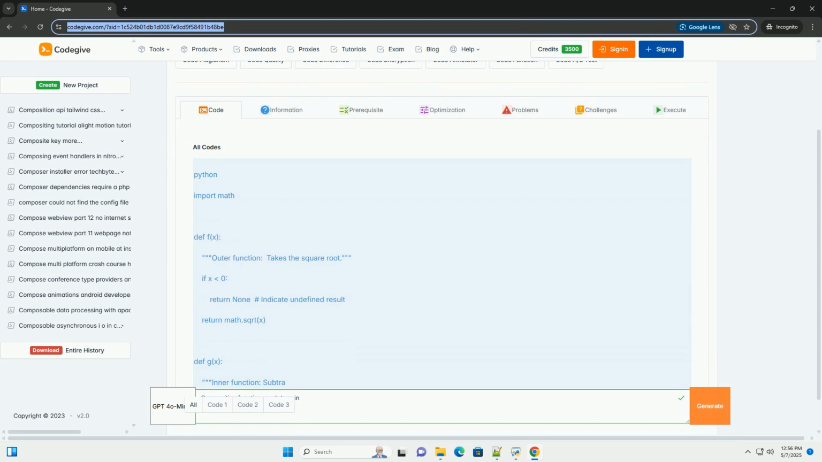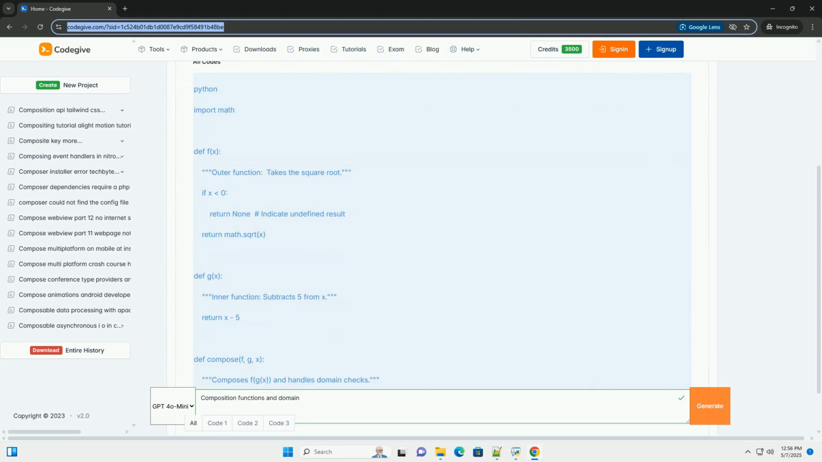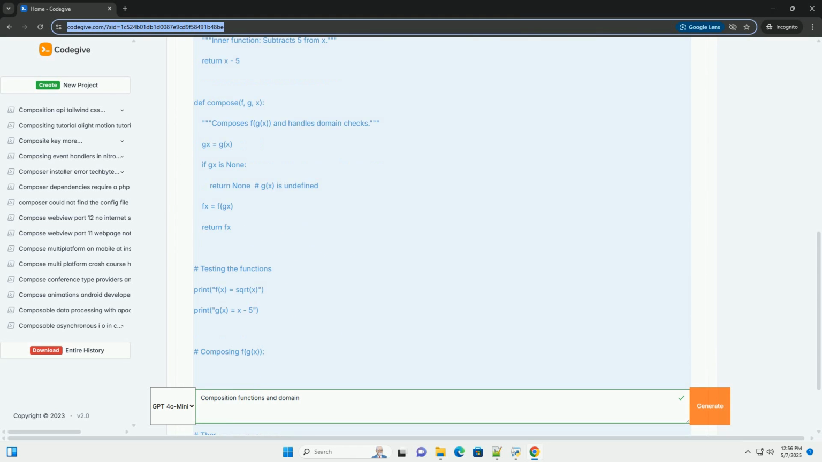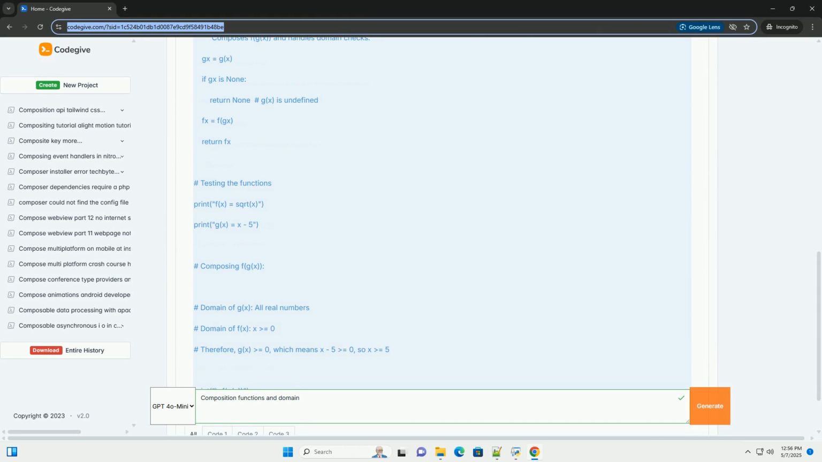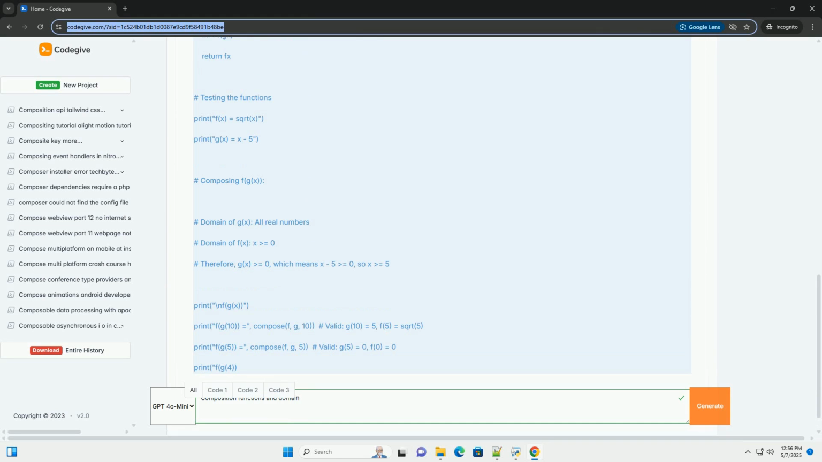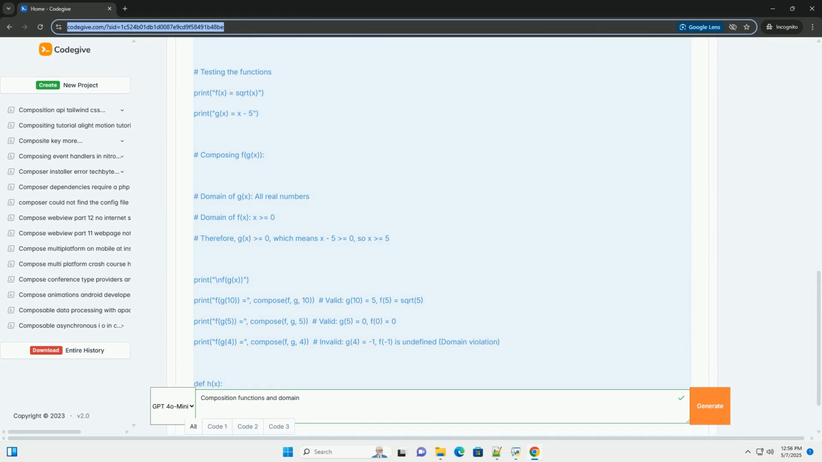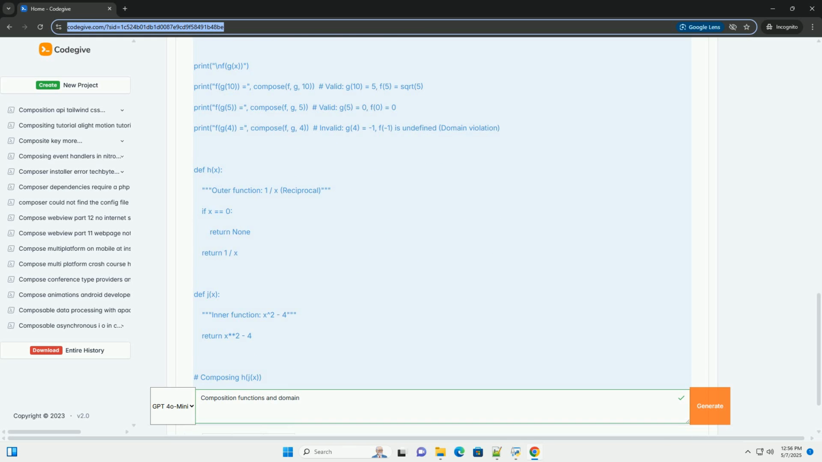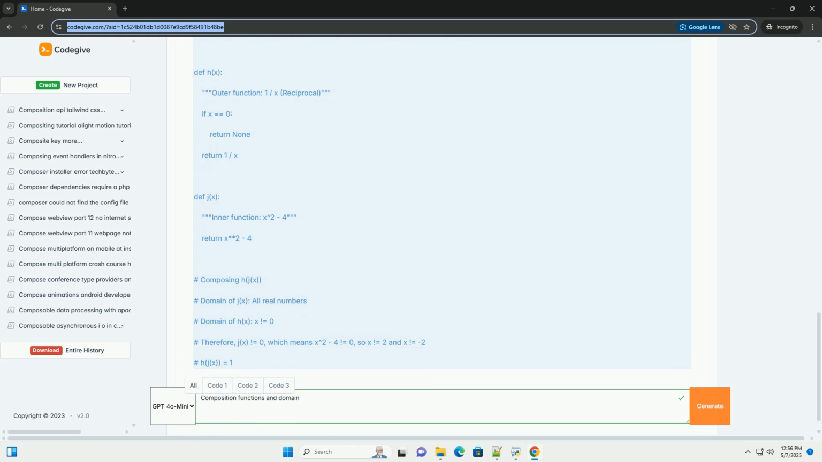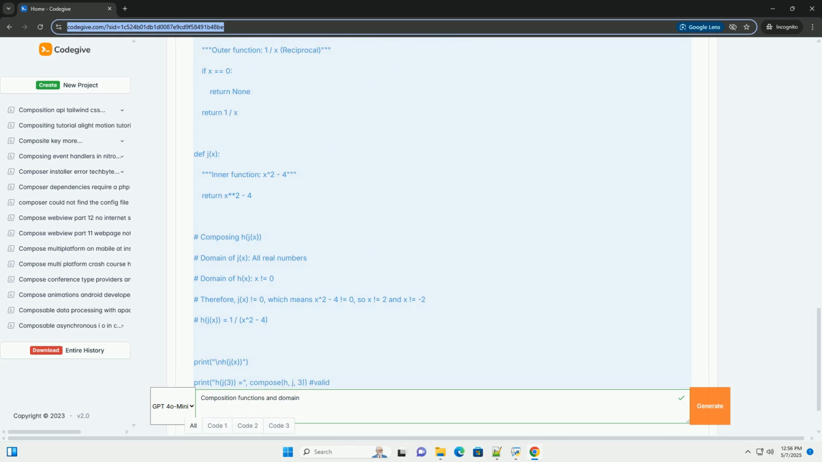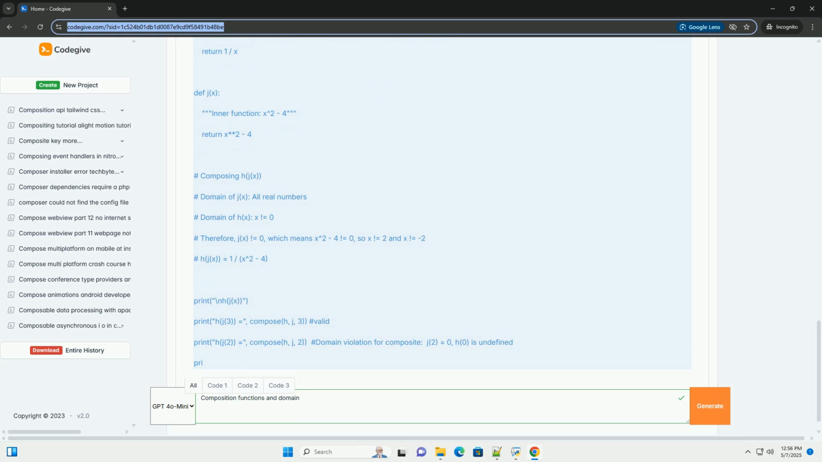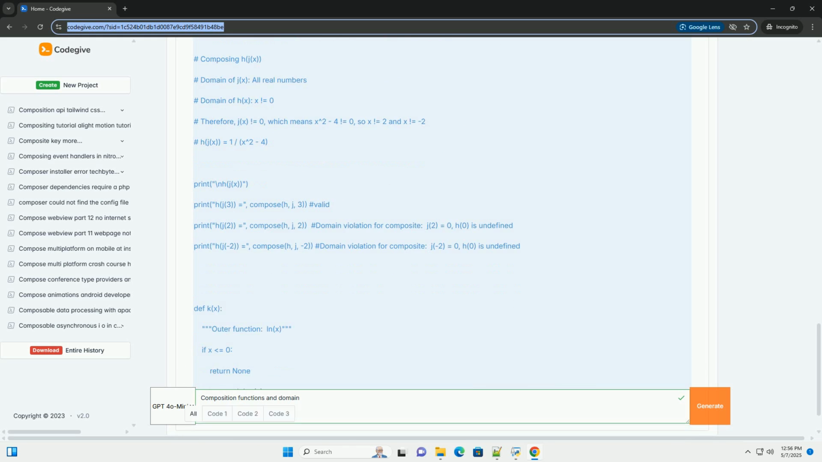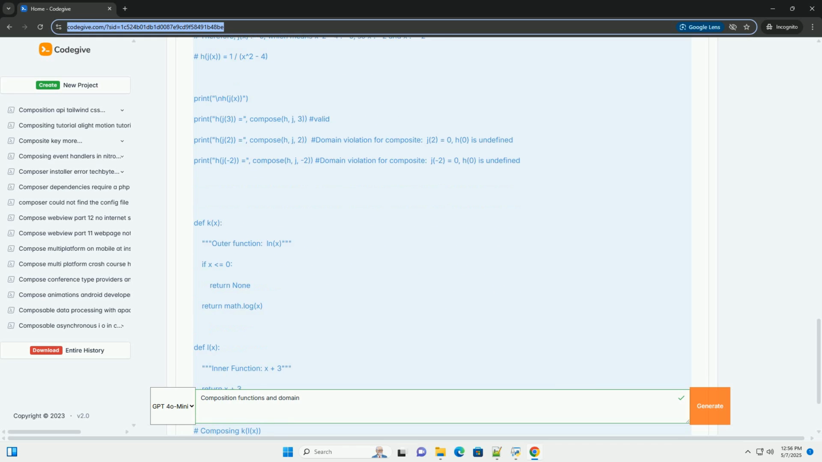OK, let's dive deep into function composition and domain, covering the core concepts, potential pitfalls, and practical examples. What is function composition? Function composition is the process of applying one function to the result of another function. Imagine you have two functions, f(x) and g(x). The composition f(g(x)), often written as (f∘g)(x), means that you first apply the function g(x) to the input x, and then you apply the function f(x) to the result of g(x).